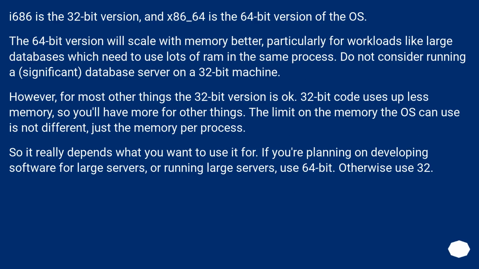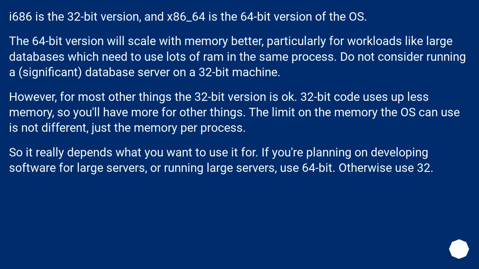i686 is the 32-bit version, and x86_64 is the 64-bit version of the OS. The 64-bit version will scale with memory better, particularly for workloads like large databases which need to use lots of RAM in the same process. Do not consider running a significant database server on a 32-bit machine.